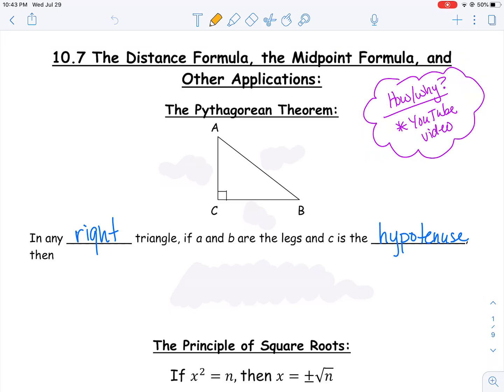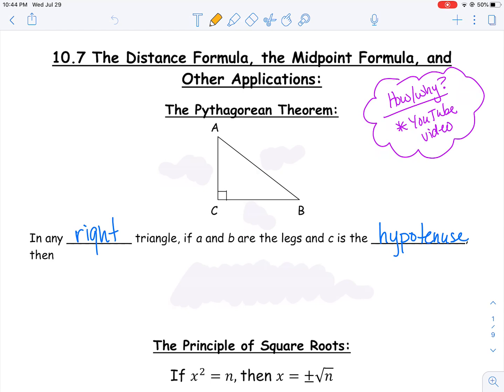All right, in this section, 10.7, we're going to talk about how we might see radicals in other applications. For example, when we're finding distance between 2 points, or maybe Pythagorean theorem, or maybe other types of right triangle ideas. Let's first talk about Pythagorean theorem, probably an idea you've heard about before.